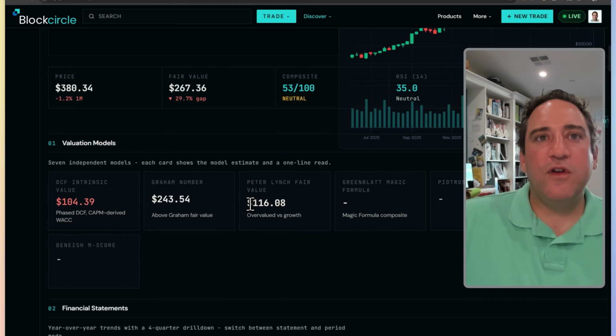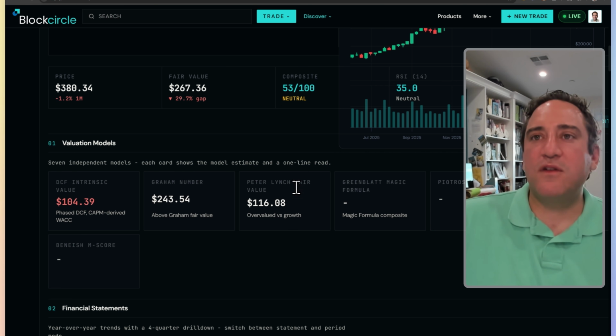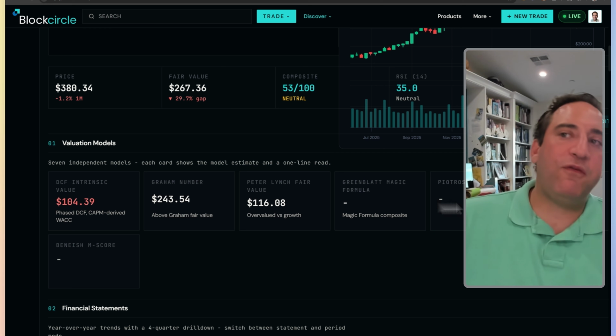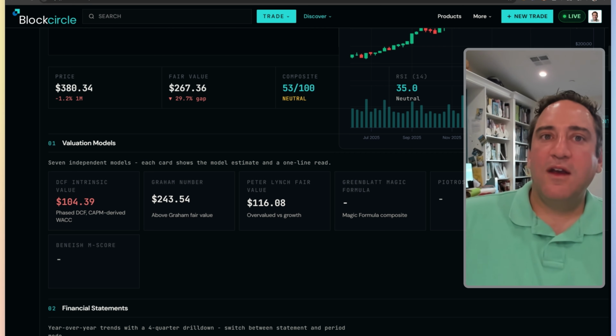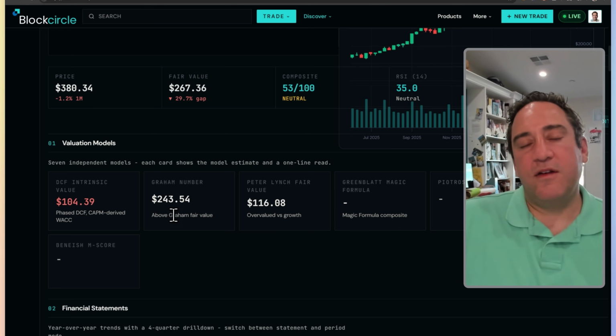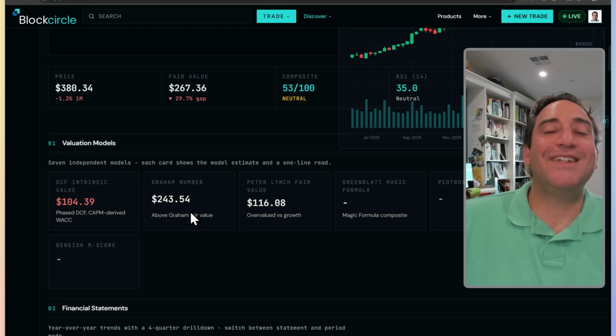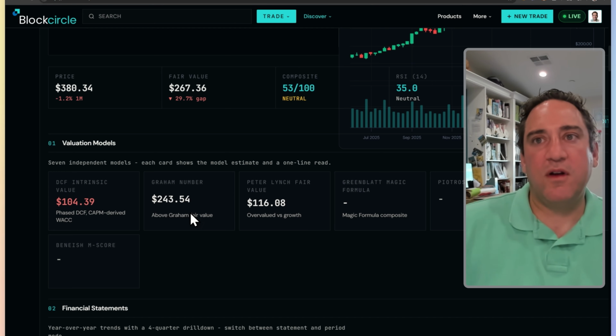However, if you want to look at the actual methods that are being used, you can look at discounted cash flow, intrinsic value. You can look at the Graham number, the Peter Lynch fair valuation, the Greenblatt magic formula. So there's quite a few, right? Right now there's 6 plus 1, or 7 in total. Not all 7 are populated all the time. It depends on whether or not there's sufficient data to be able to calculate it with some degree of confidence.